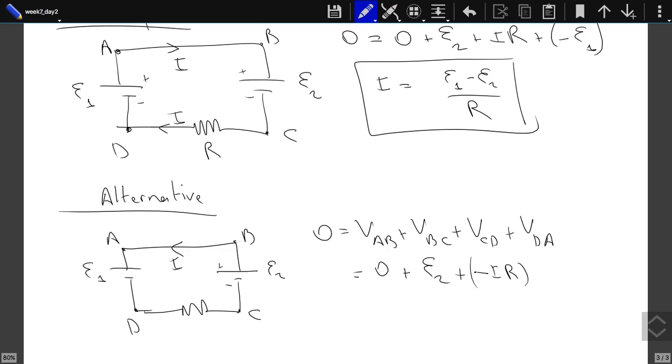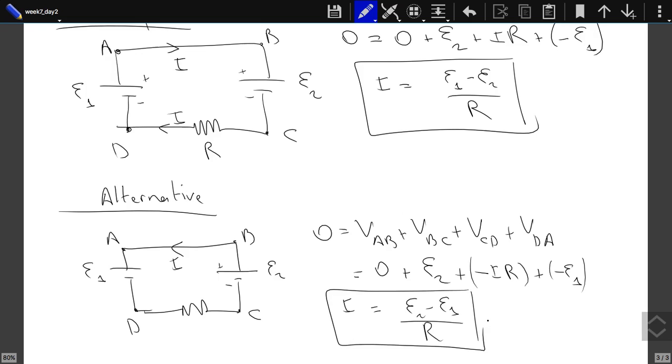And then let's continue from D to A. Well, A is at a larger potential by epsilon 1. So the potential drop from D to A is minus epsilon 1. And we find that I is equal to epsilon 2 minus epsilon 1 over R. In the previous case, we found I to be epsilon 1 minus epsilon 2, and now we find I to be epsilon 2 minus epsilon 1.